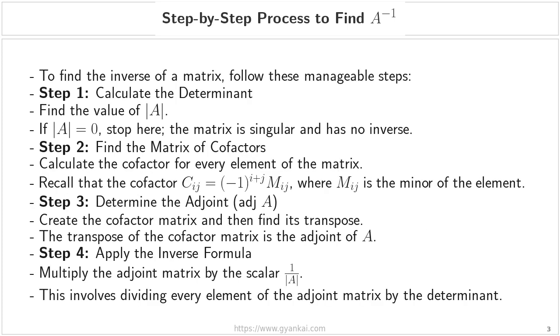Finally, step 4. It's time to apply the actual inverse formula that we introduced at the start of this lesson. You will take your adjoint matrix and multiply it by the scalar 1 over the determinant of A. In practical terms, this just means you take every individual element inside your adjoint matrix and divide it by the determinant value you found in step 1. If you follow these steps carefully, as we will demonstrate in the detailed example coming up next, you'll arrive at the correct inverse every time.